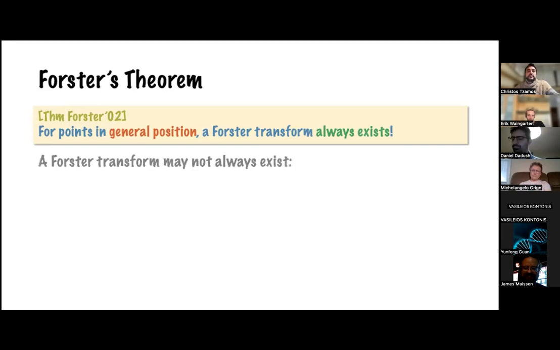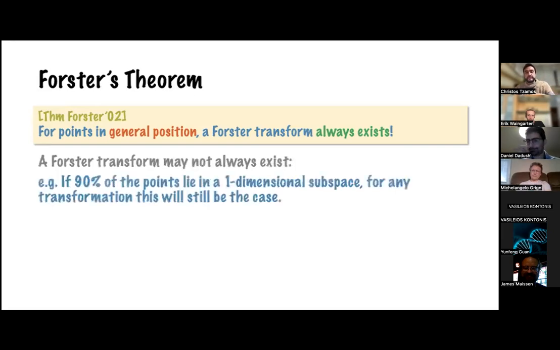A Forster transform may not always exist if points are not in general position. For example, if 90% of the points lie on a one-dimensional subspace, then no matter how you multiply the points, this will always be the case. You will still have all the points lying on a one-dimensional subspace. And you can see with some simple calculations that you can never make it radial isotropic.